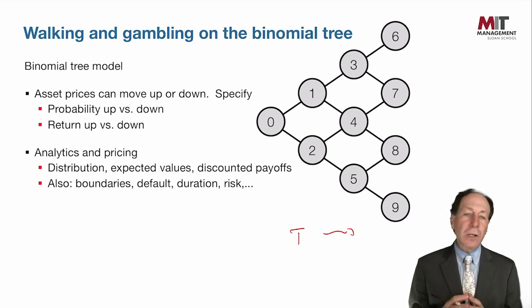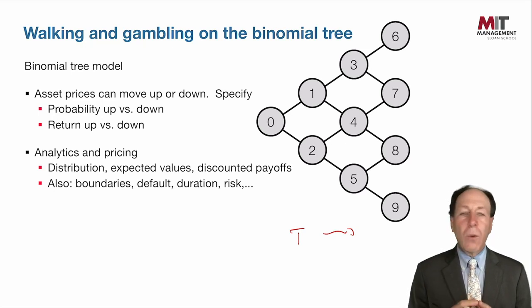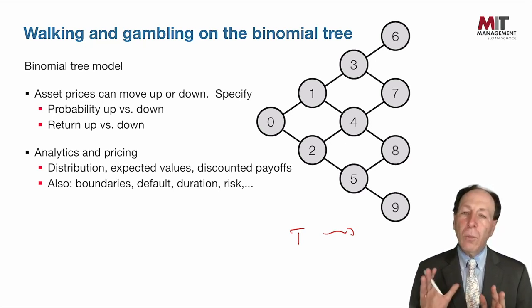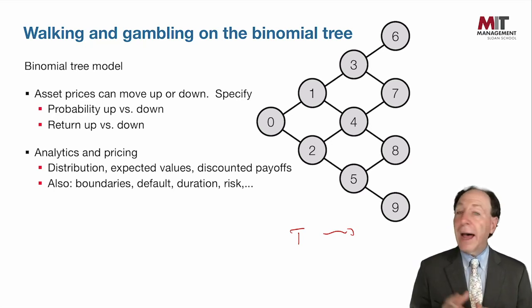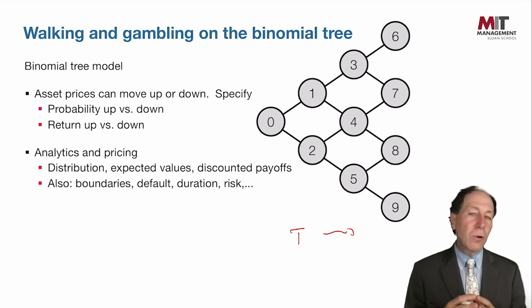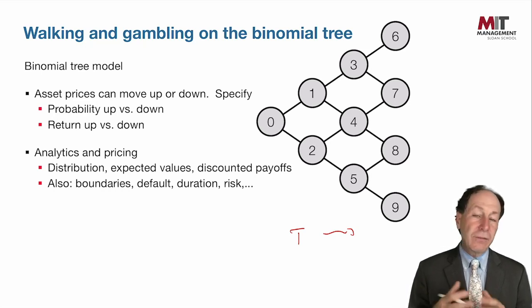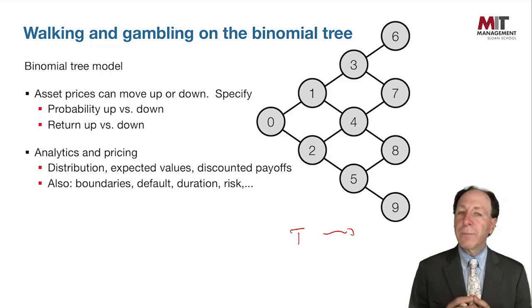If I end up at terminal node 8, though, there are a lot of ways I could have gotten there. I could have gone 0, 1, 4, 8. I could have gone 0, 2, 5, 8. I could go 0, 2, 4, 8. So if I want to know what the likelihood is to end up at a terminal node of a particular value, I can just add up all the possible ways to get there, multiply times the probability of seeing that particular path realized. And that turns out to be essential for doing option pricing and for managing risk.